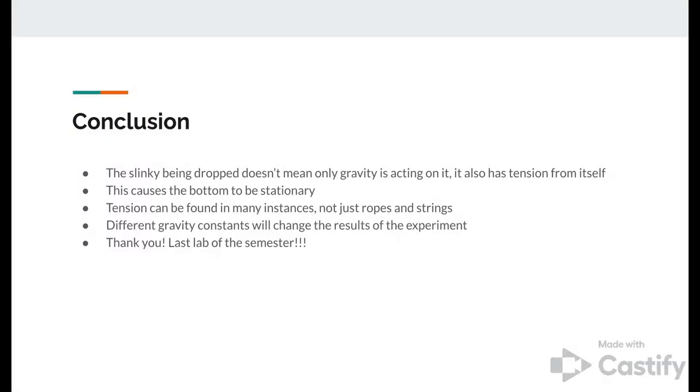To conclude, the Slinky being dropped doesn't mean only gravity is acting on it. It also has tension from itself, and this can cause the bottom to be stationary. Tension can be found in many instances. Normally in class, we do it with a rope or maybe even a spring, but it could also be in something like a Slinky being dropped. It could be in many different things you see in daily life. And different gravity constants will change the results of the experiment.